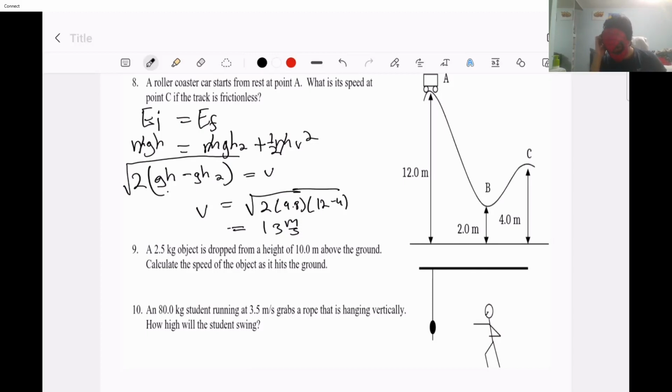So next question. A 2.5 kg object is dropped from a height of 10 meters above the ground. Calculate the speed of the object as it hits the ground. E initial is equal to E final. Initially it's dropped, so there is no movement initially, but there is a gravitational potential energy, so EP initial. Then it's dropped, and then finally there is kinetic energy.